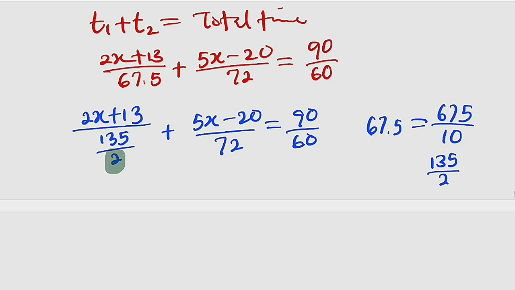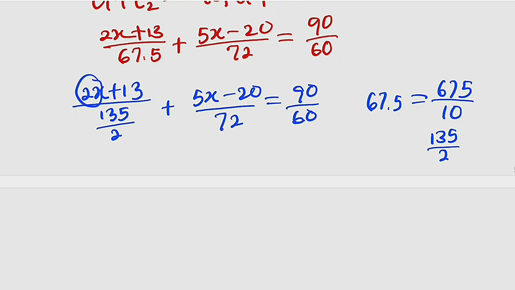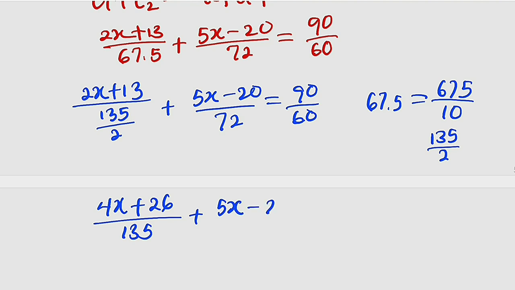But remember that these two can multiply the numerator, so let's do that. And I'm going to do that directly. 2 times 2x, that is going to give us 4x, plus 2 times 13, that is going to give us 26, divided by 135, then plus 5x minus 20 divided by 72. This is equal to 90 divided by 60.